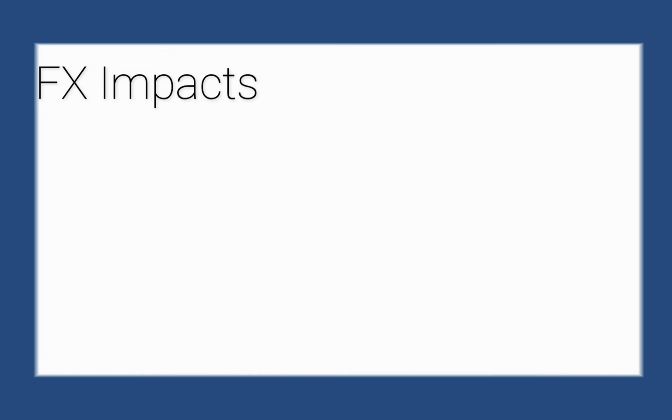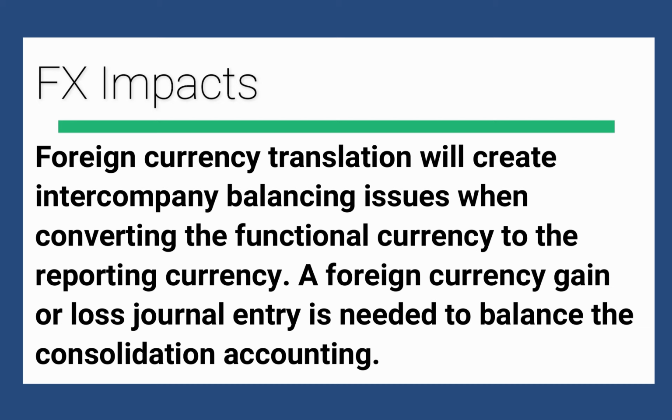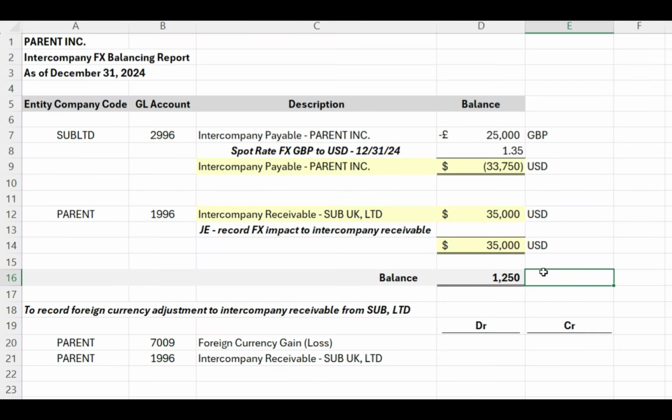In this situation, we need to post a journal entry so the intercompany payable and the intercompany receivable balance. Now, since the sub owes the parent less money in this situation upon conversion, the parent is going to recognize a foreign currency loss so we can balance the payable and the receivable. We're going to post the journal entry to debit foreign currency loss of $1,250. We're then going to credit the intercompany receivable to bring it down to $33,750. And now when we consolidate the sub into the parent into one economic entity, the intercompany balances will net to 0.